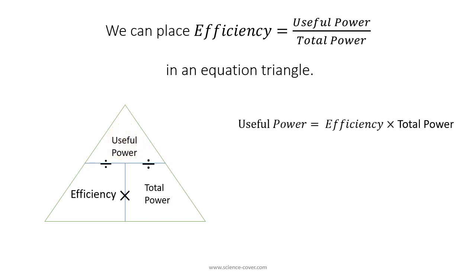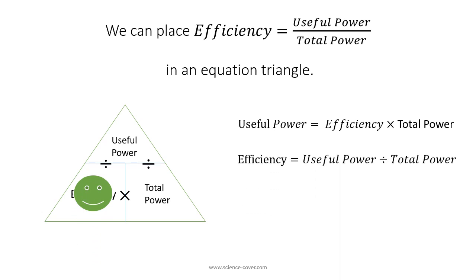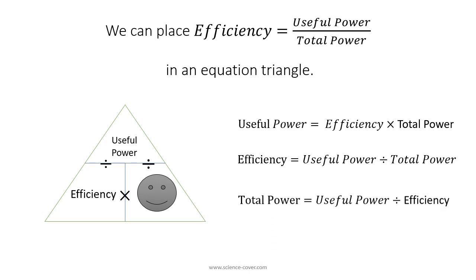If we're asked to find the efficiency, cover up efficiency, it tells us it's the useful power divided by the total power. If we're asked to find the total power, then you cover up the total power, and we're left with useful power divided by efficiency. So let's see if we can use these three rearranged equations in calculations.